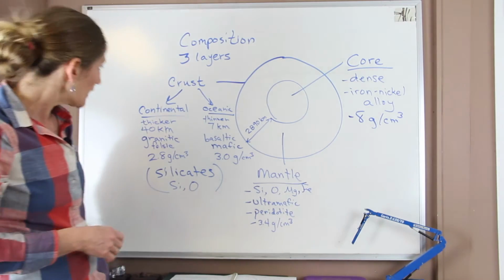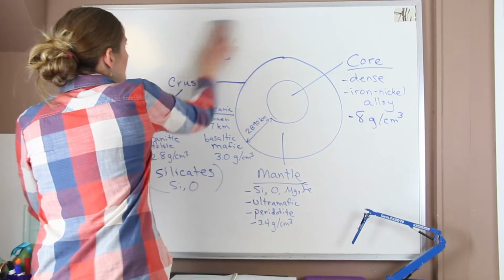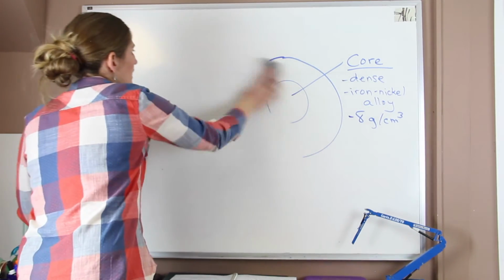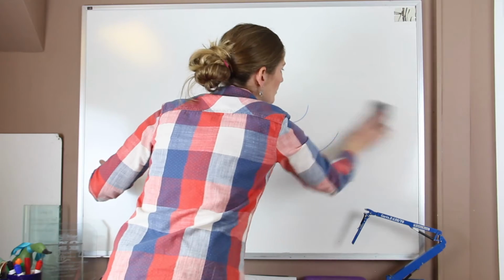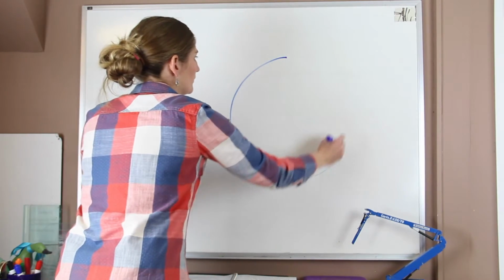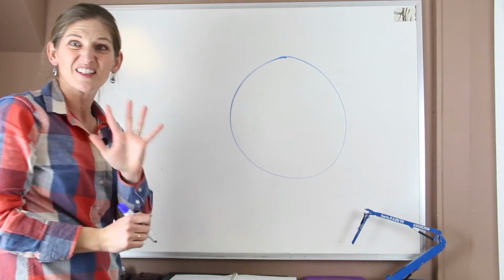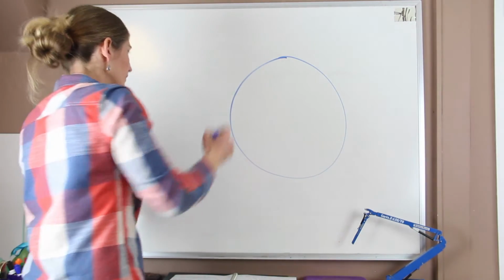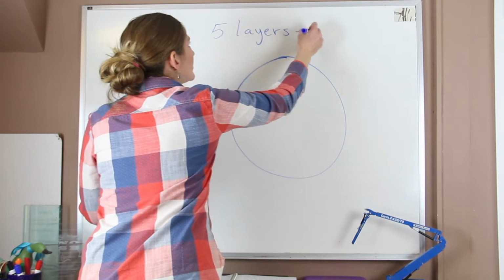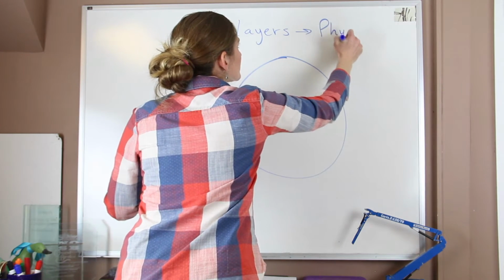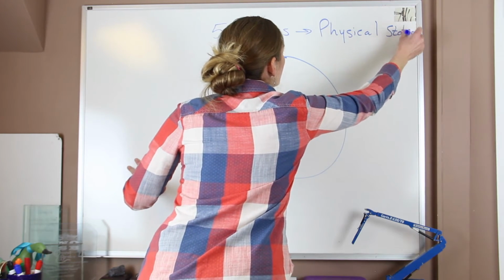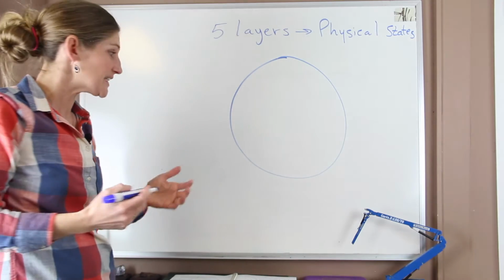All right. Now, the next question is, what are the 5 layers? So if we're talking about how else to divide up our Earth internally, we can also break it down into 5 different layers. And these are layers, so we're going to write 5 layers, and it's based off of our physical states. And that has a lot to do with density.